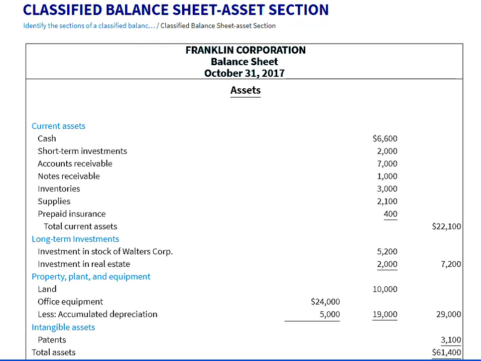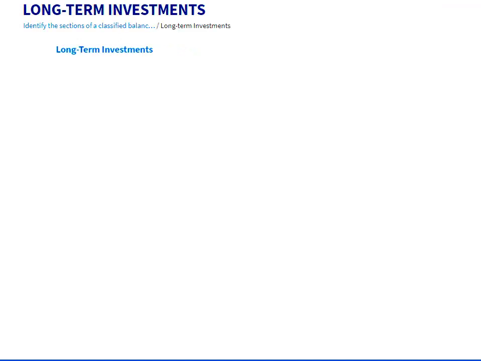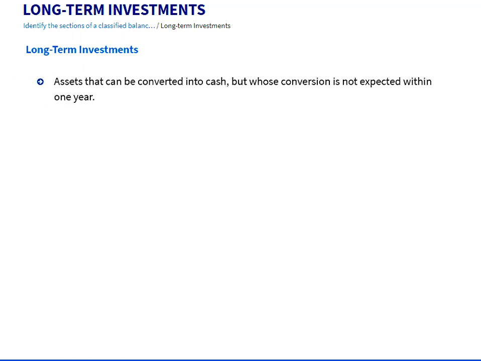Here is an example of the Assets section of a classified balance sheet. Here is an example of the Liability and Equity sections of a classified balance sheet. Long-term investments are assets not used in the operations of the business that will be converted to cash in more than 1 year.